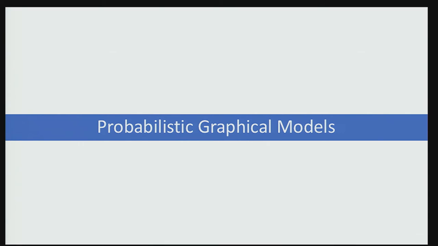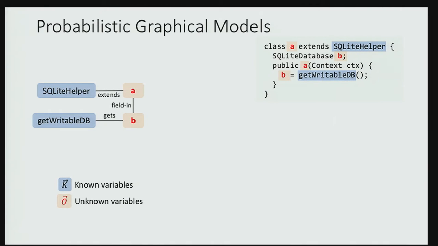All right, so I'm going to start with the probabilistic graphical model. Probabilistic graphical models have been used in many other domains with very high success, for example, in computer vision and in speech recognition. And here in DGAR, we use them for the task of deobfuscating Android applications. Let me give you a quick crash course on how these models work.